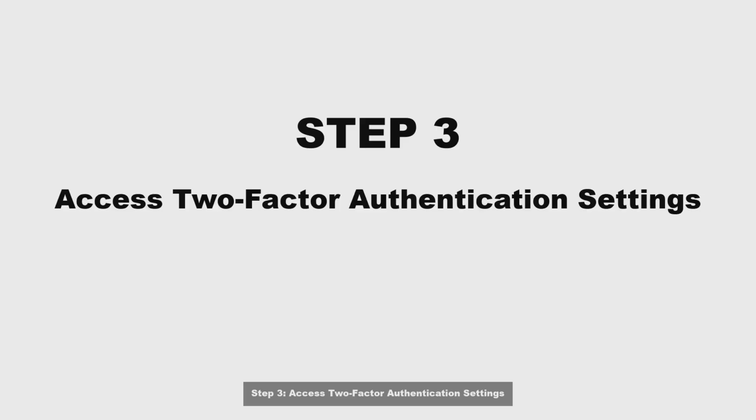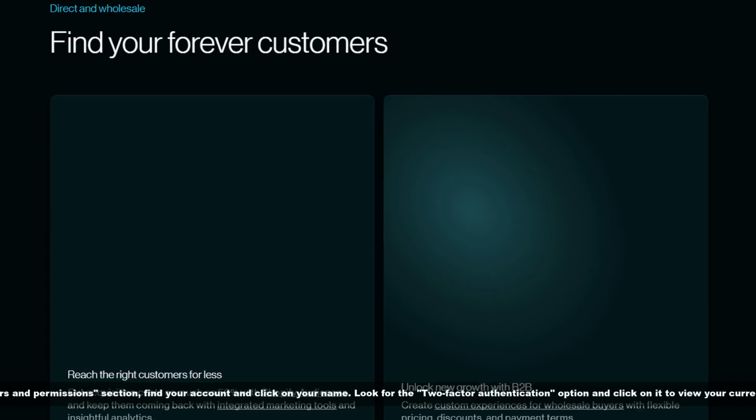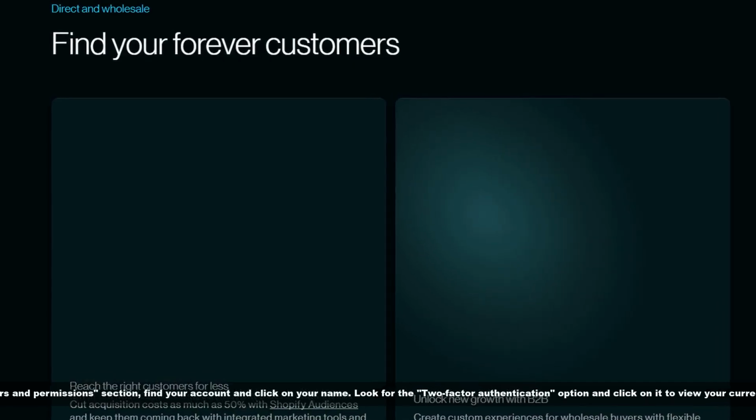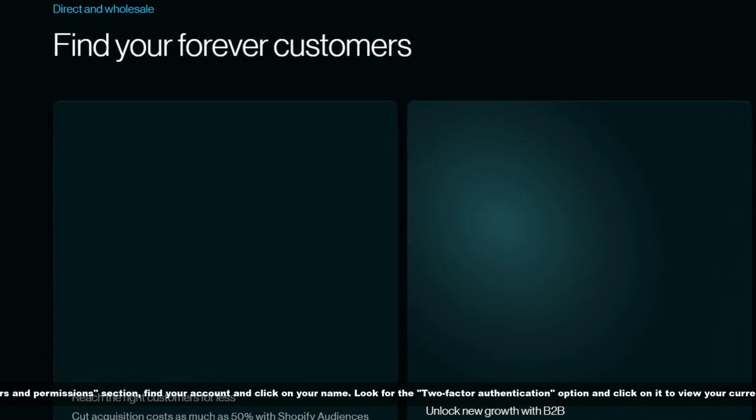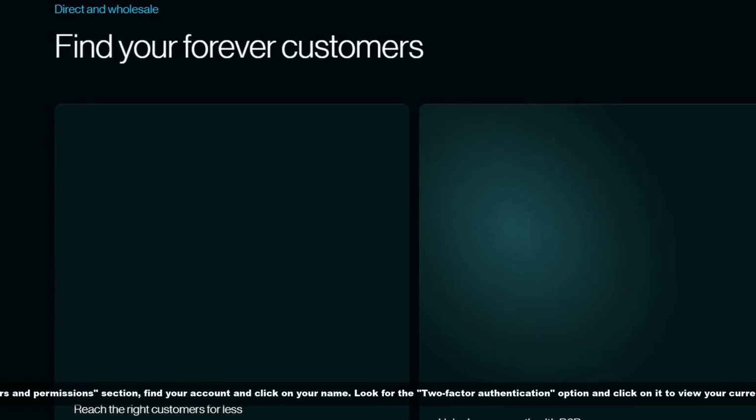Step 3. Access two-factor authentication settings. In the Users and Permissions section, find your account and click on your name. Look for the two-factor authentication option and click on it to view your current settings.